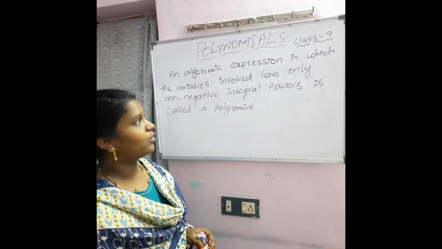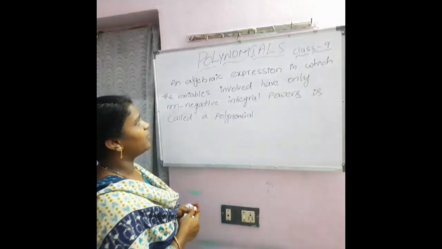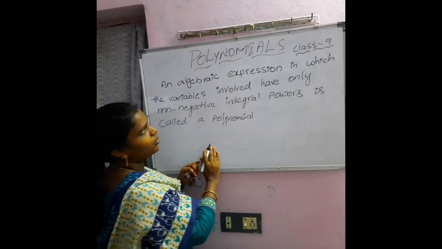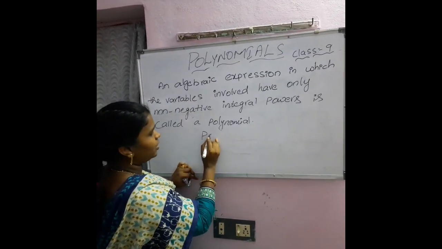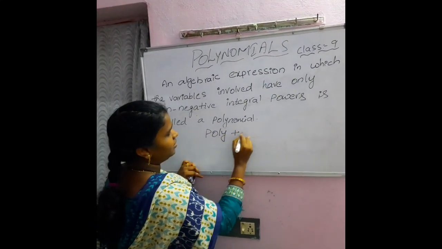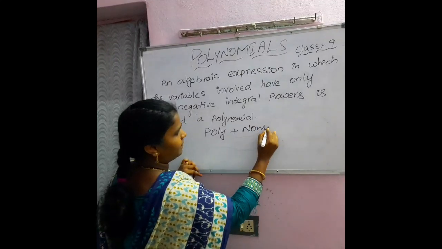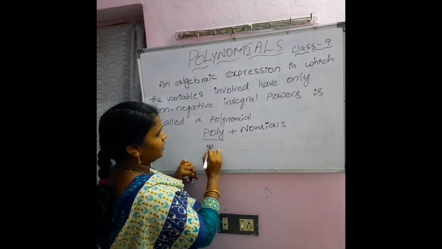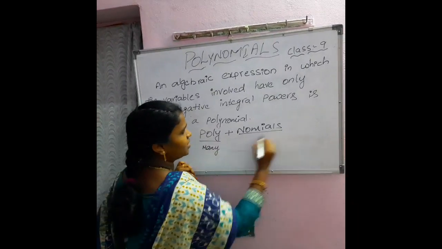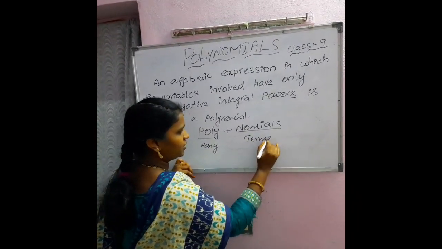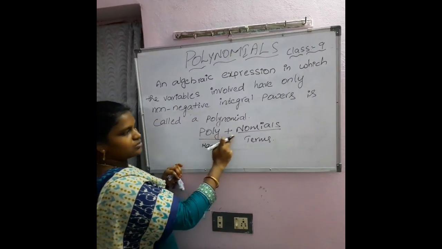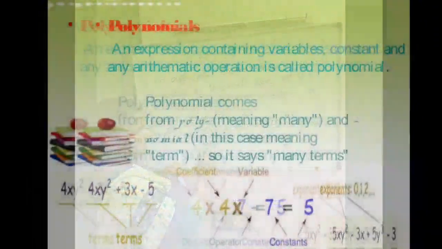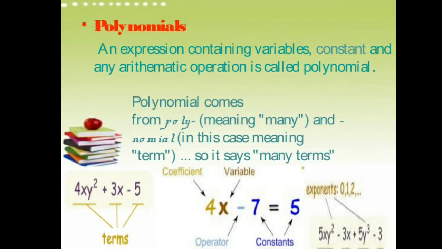Let us start our polynomials of class 9. In the word polynomials itself, we can see that we can split it into two terms, that is poly and nomials. Poly is many and nomials are terms. I'll explain what terms are. Polynomials is divided into two parts, that is poly and nomials. Poly is many and nomials is terms.